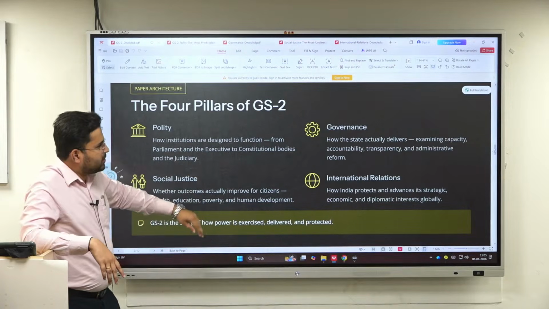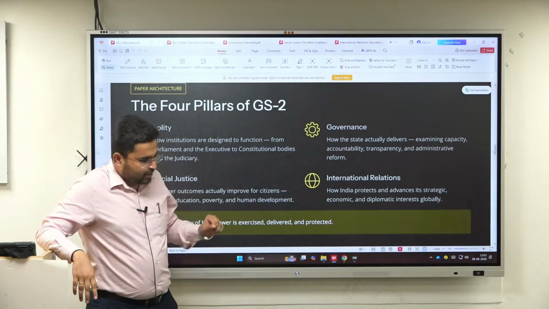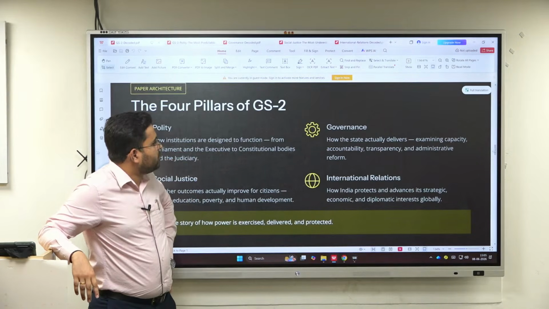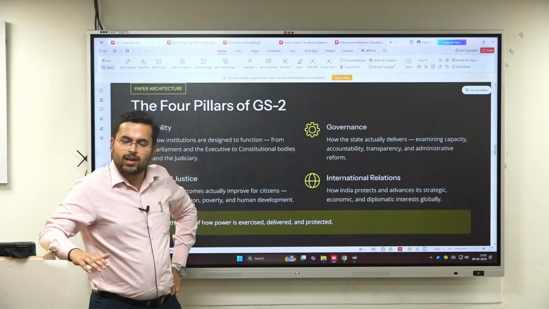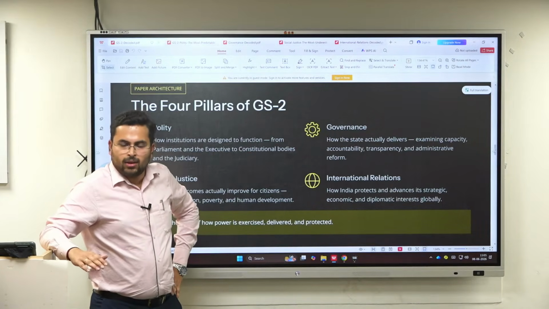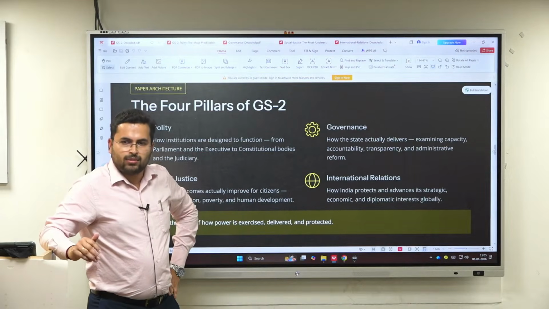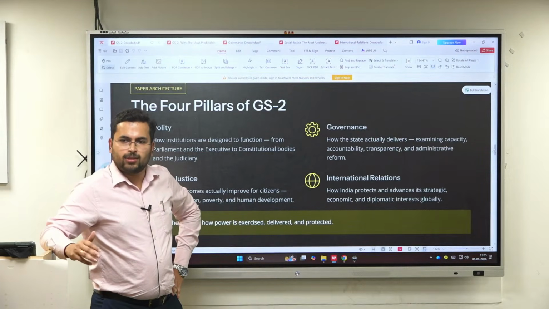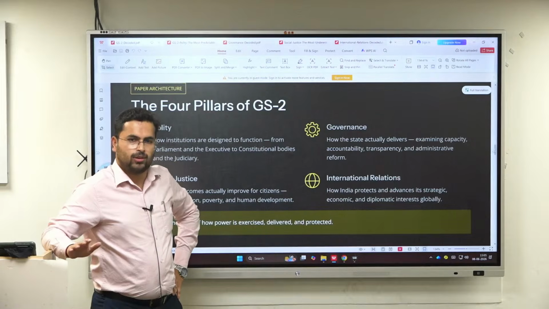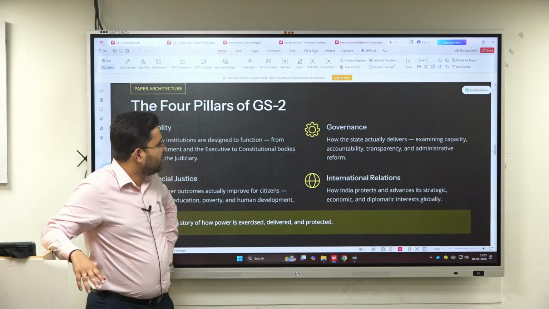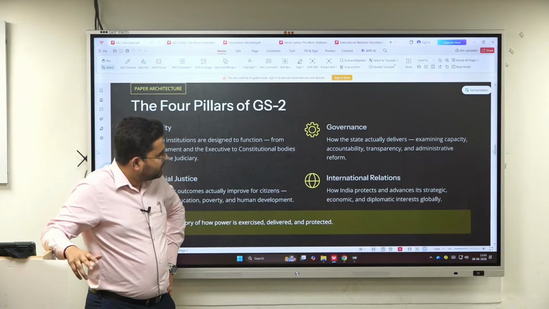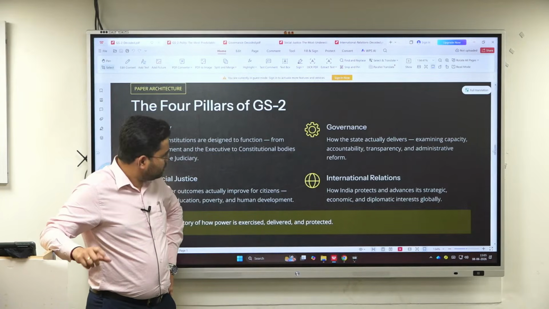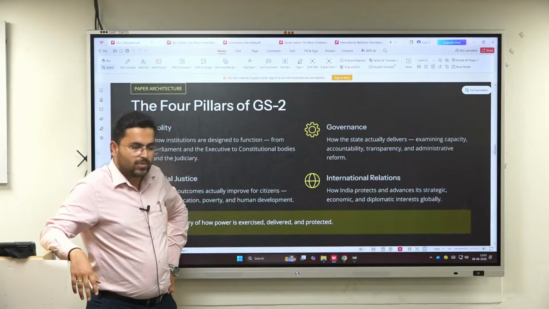Similarly, with governance, you have to understand the basics. Your basic understanding should be about how the state actually delivers, not just about programs, policies and government. It is not enough to just know the factual details of all the schemes. UPSC wants you to understand how the state actually delivers, examining the capacity, accountability, transparency, and administrative reform.